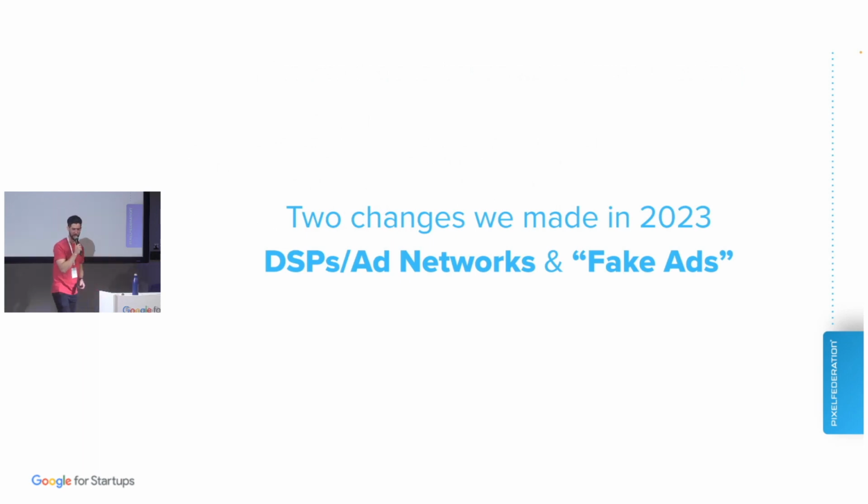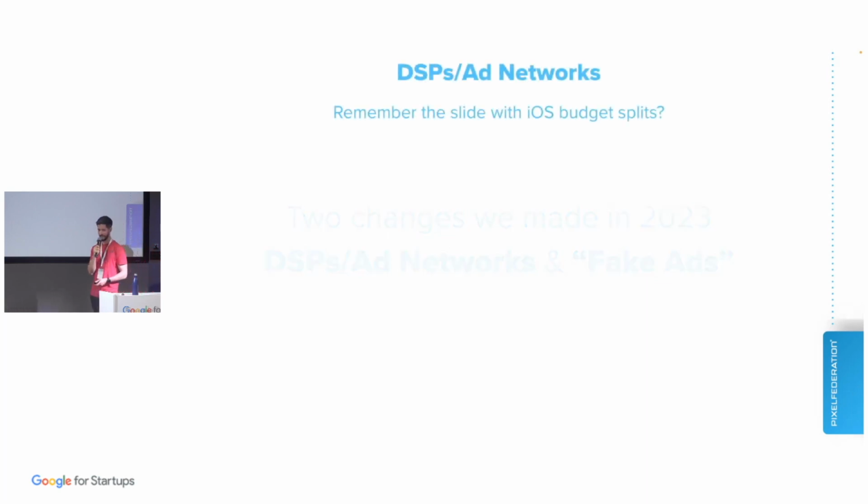Nice. Two changes we made in 2023 that we should have done much sooner. I don't know why we didn't, but anyway, at least some gains from all of the pains that we encountered. DSPs and ad networks, so using something else than Meta and Google for acquisition, because there are many networks that you can use. And then "fake ads". It's in quotes because they're sort of fake. They look like they're part of the gameplay, but it's not actually 100% gameplay. I'll show you why in a minute.